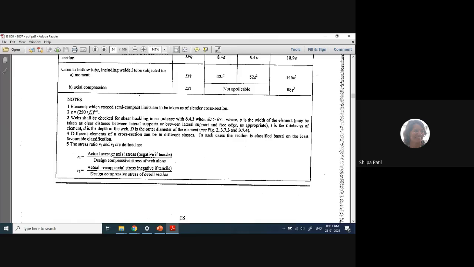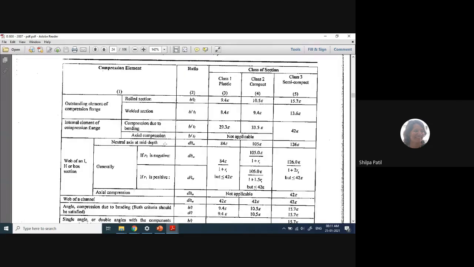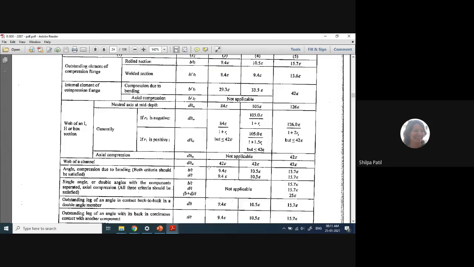We always consider that the neutral axis is at mid depth and we go for the first row only. Otherwise, we need to calculate the stresses, then locate the neutral axis, the depth of the neutral axis, and accordingly do the calculation. So that becomes complicated, and practically we do not use these values. We use either the top one, the neutral axis at mid depth, when the section is used as a beam, and when the same section is used as a column, we use axial compression.